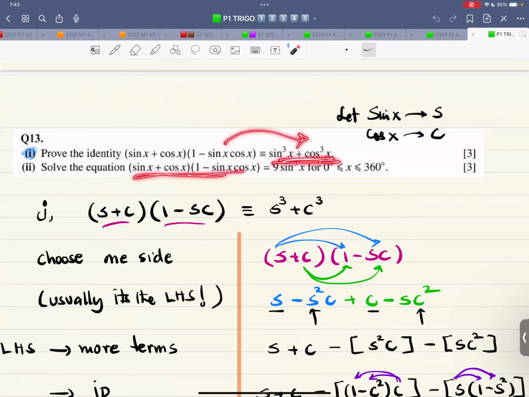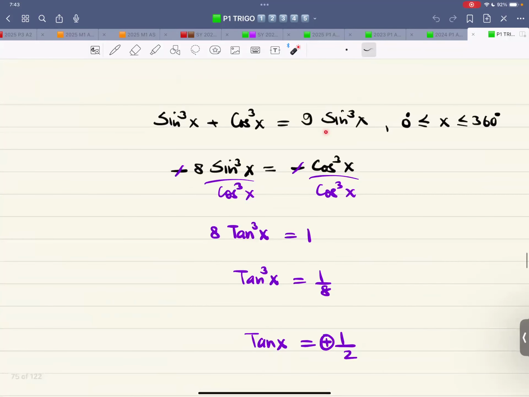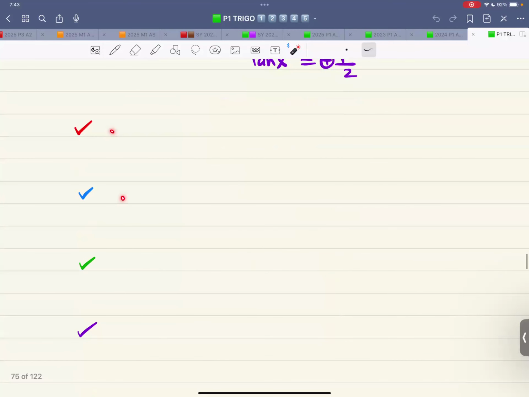And then this whole thing equals 9 sine cube x. And then we divide both sides by cos cube. And then we get 8 tangent cube x equals 1. Tangent cube x is 1 over 8. Tangent x, the cube root of 1 over 8, is half. And then the 4 steps. What are the 4 steps? Quadrants, modification of range, basic angle, final answer. These 4 are always there.